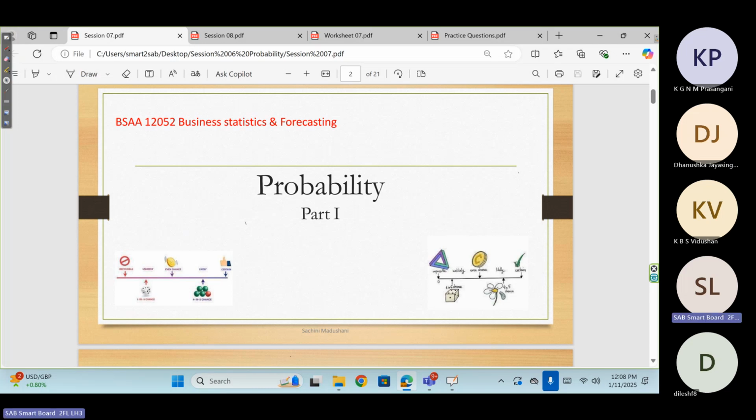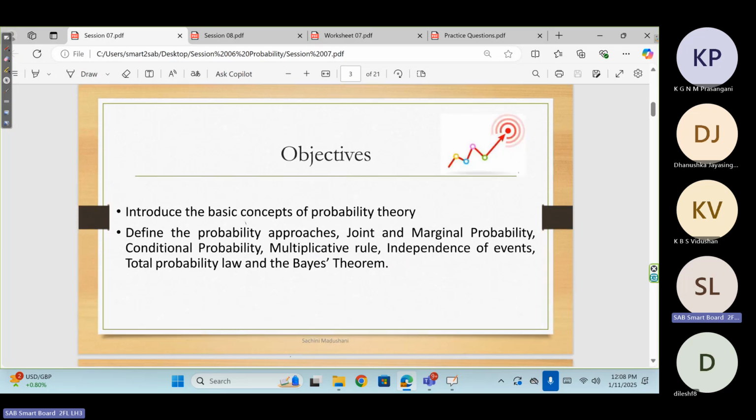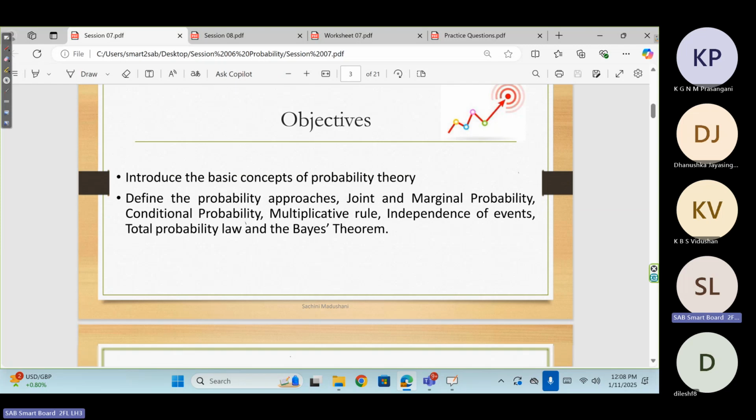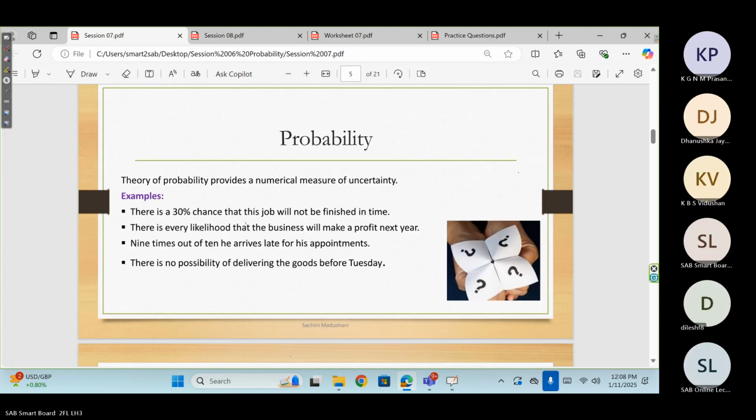Okay. Then first, in here probability has two parts. The first part, we will discuss what is the probability, what are the basic concepts in the probability. First, we move into what is the probability. Okay. What is the probability?